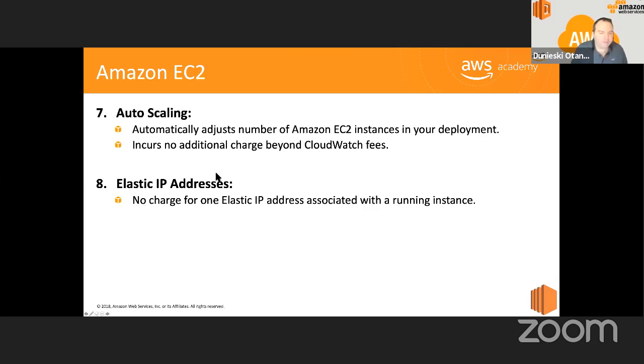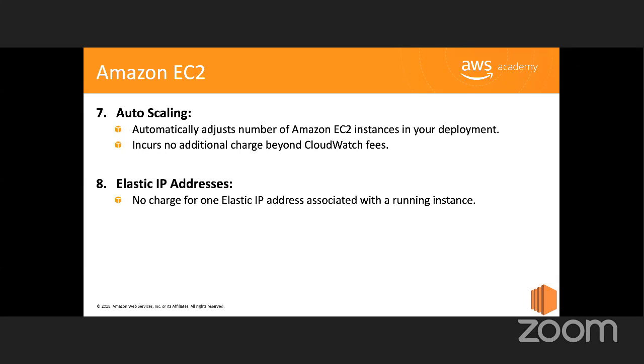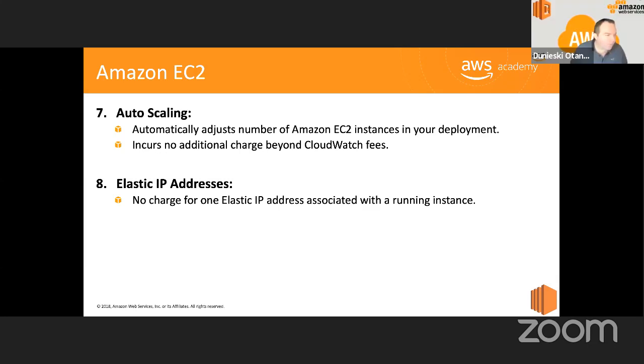For elastic IP addresses, there's no charge for one elastic IP address associated with a running instance. If you have an elastic IP address that is not associated with a running instance, you're going to be charged. So only one is free, and the rest of them you have to pay for. One is free as long as it is associated with a running instance. So when do you need an elastic IP?